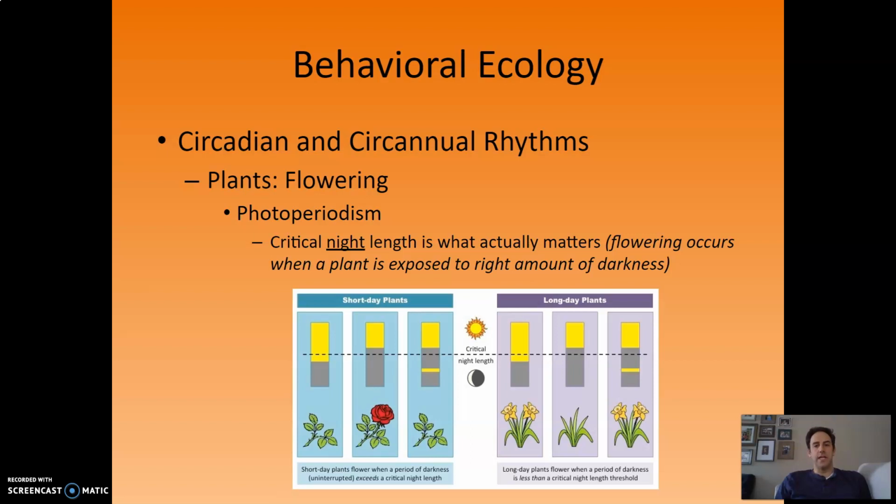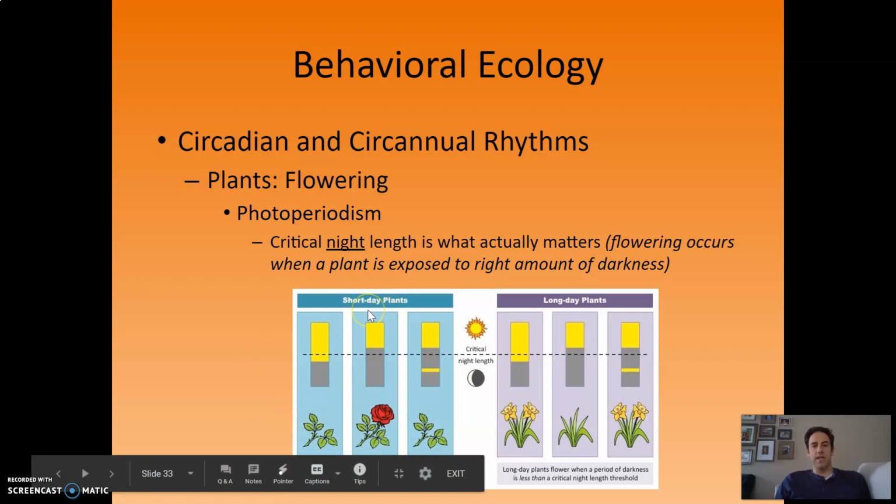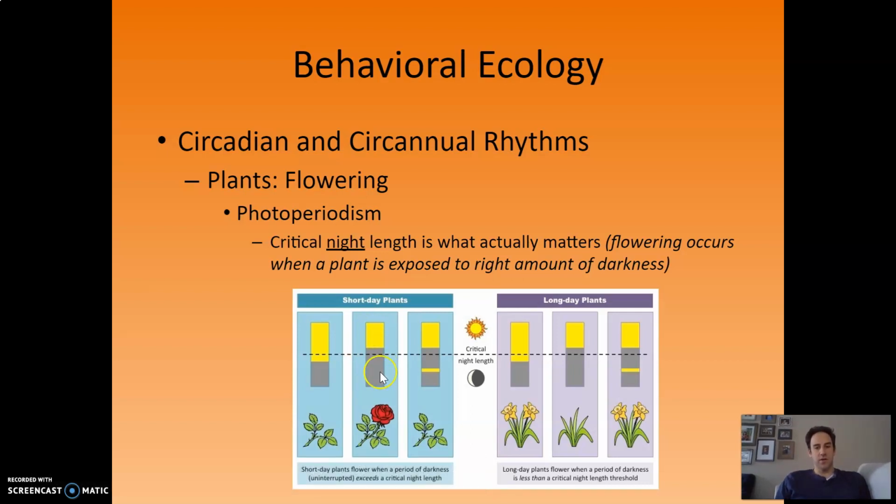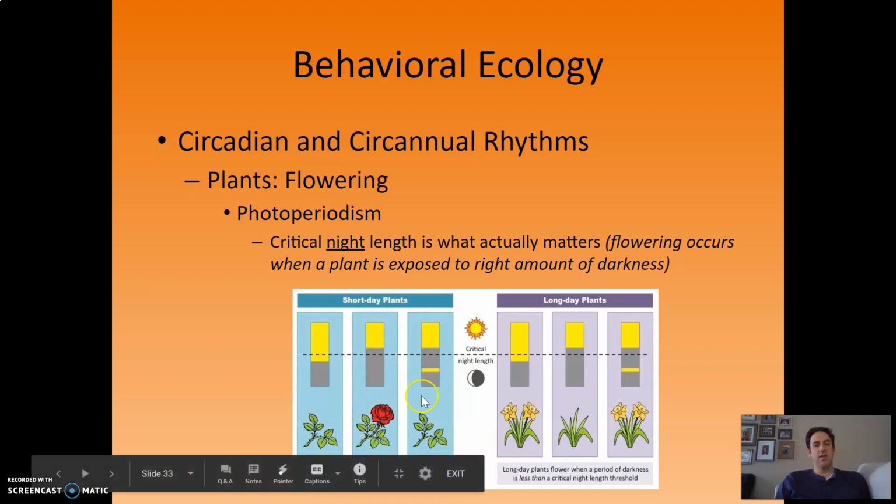Interestingly, it is actually the night length that matters. So you can think in your head that a short day plant would be a long night plant, meaning it needs a night longer than that critical length. And we know that they're actually responding to night because if we disrupt this cycle, so here we have this nice short day plant blooming, but if we interrupt that with a flash of light, we can disrupt that and prevent flowering. And the same thing over here. Here we have a long day plant not flowering, but if we give a little flash of light, then it does flower.